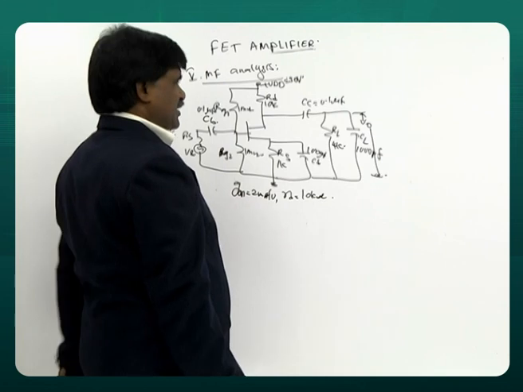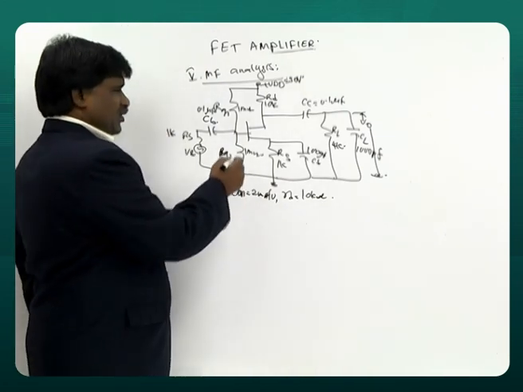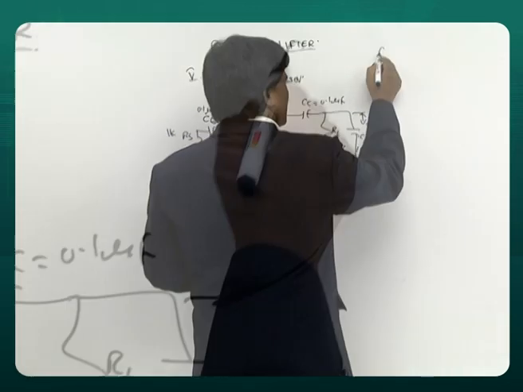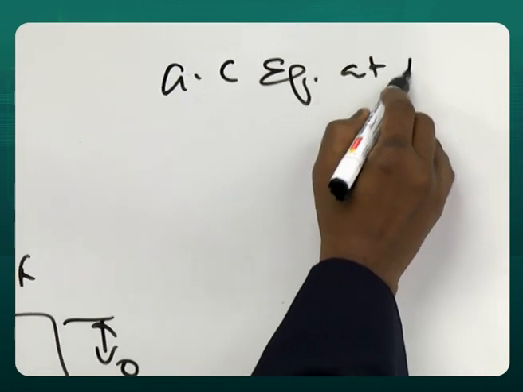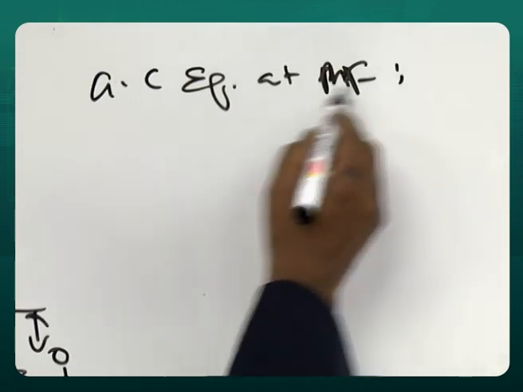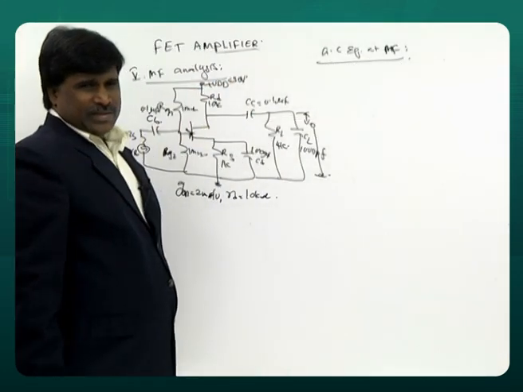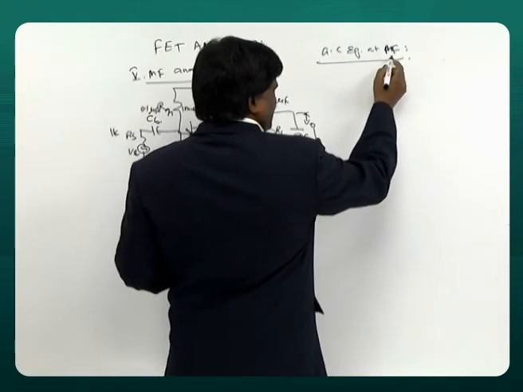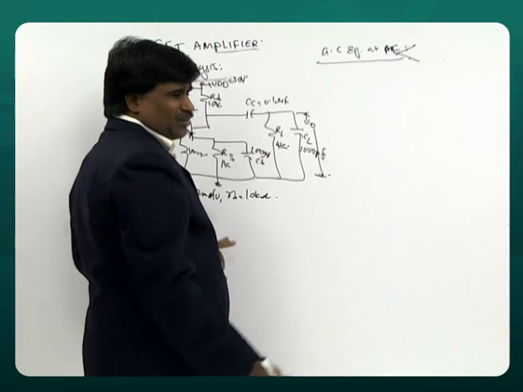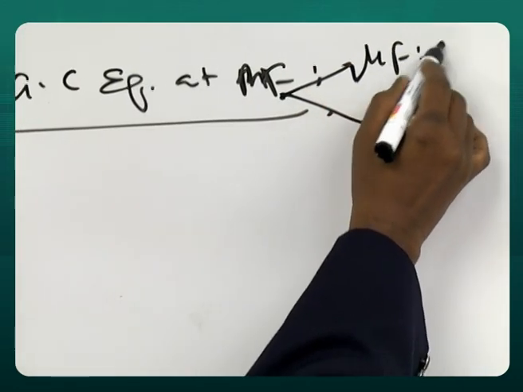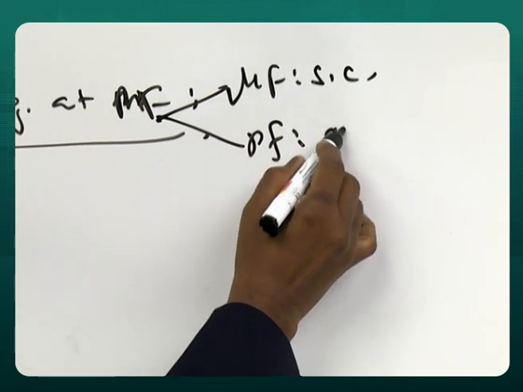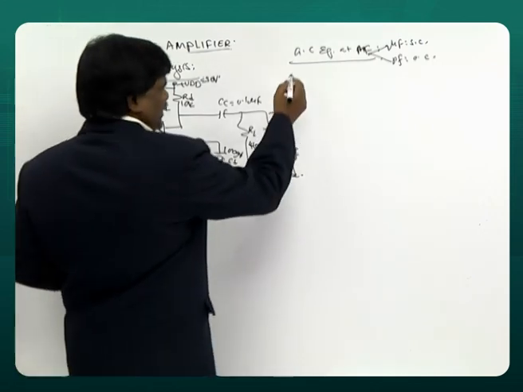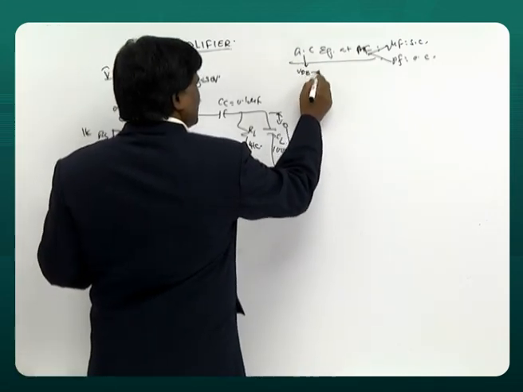When you go for mid-frequency analysis, you need to draw the mid-frequency equivalent. This is N-channel. So we call this the AC equivalent at mid-frequency. What is it? When you say mid-frequency, as I already told you, all microfarads are short circuit. Picofarads are open circuit. Then what does it mean by AC? Supply is grounded.